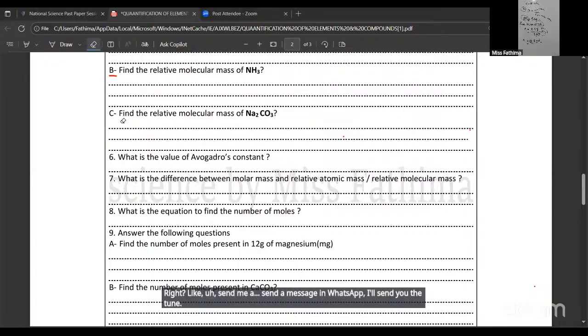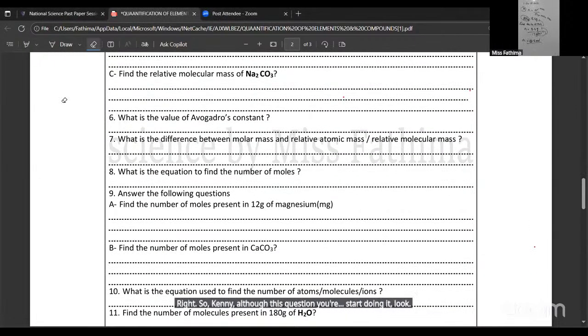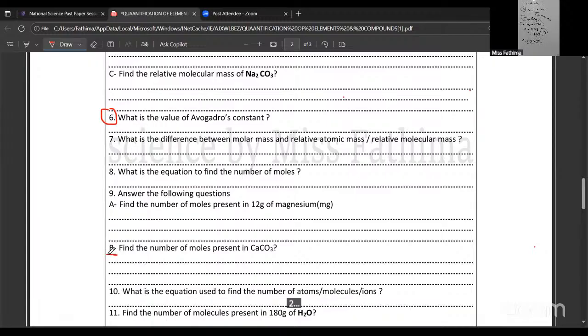Right. So can you all do this question, children? Start doing it below. Do the question. We stopped here, right? Do from the 6th one till 8th one B. Right? Do this. Try it on your own.